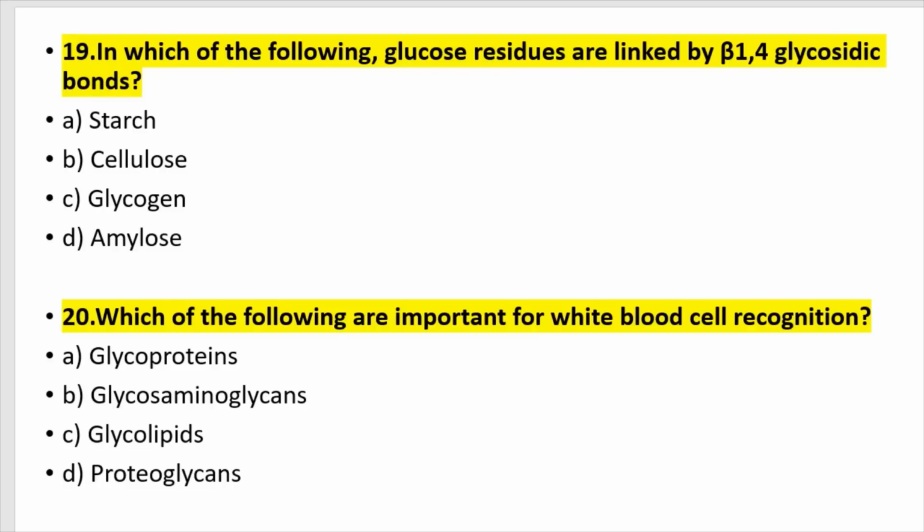Number 19. In which of the following are glucose residues linked by beta 1,4 glycosidic bonds? Starch contains alpha glycosidic bonds. Cellulose is the one that contains beta 1,4 glycosidic bonds. Number 20. Which of the following are important for white blood cell recognition? They are glycoproteins. Glycoproteins are the ones that serve as receptors. So whenever you see receptors on the surface of cells, those are glycoproteins.